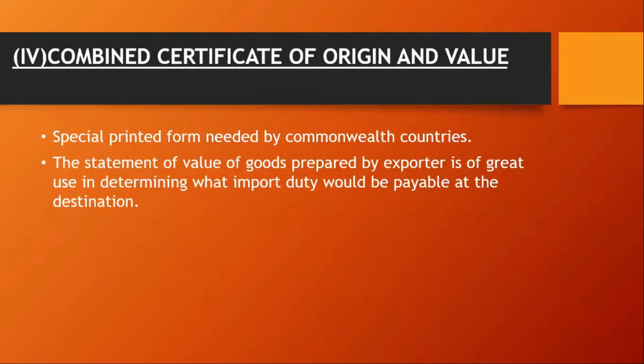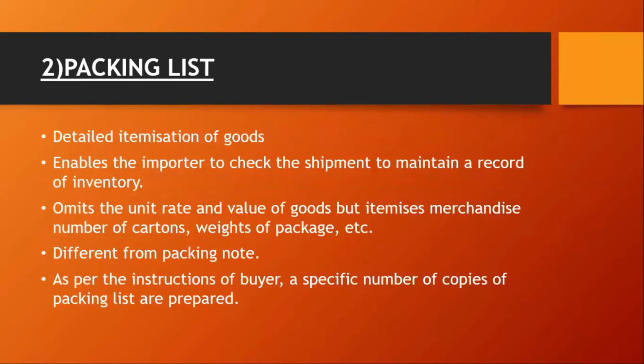Now we have the second principal commercial document, that is packing list. Packing list, as we can understand from the name itself, shows what all goods have been packed in the container. That is, it is a detailed itemization of goods. It is prepared in a prescribed format. It enables the importer of the shipment to check the shipment and to maintain a record of inventory.